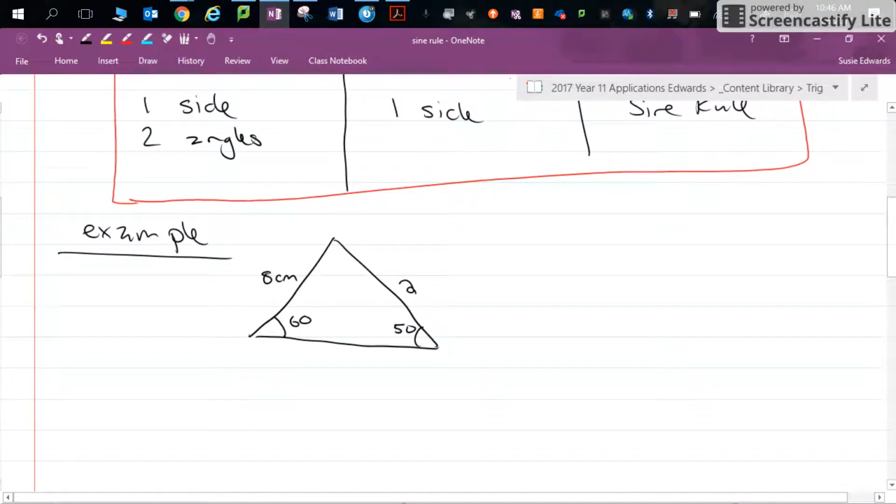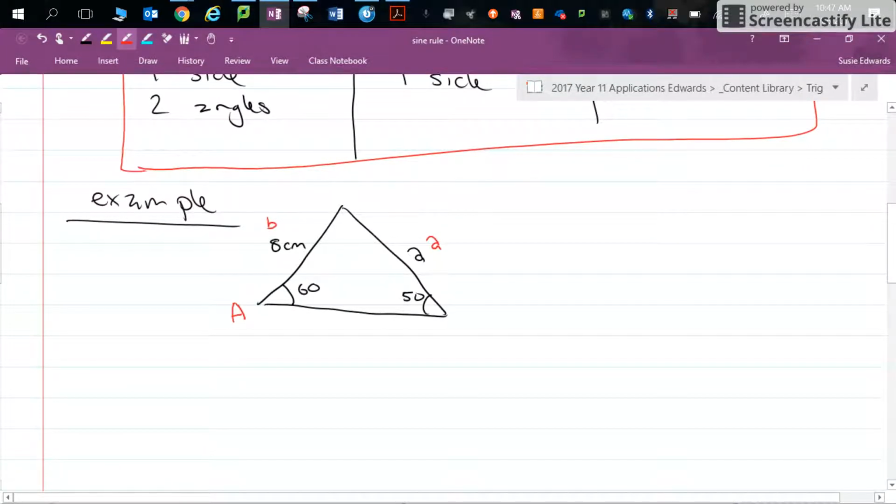This example here is of a non-right angled triangle. What we want to do is label whatever we're trying to find as A, whether it be an angle or a side. I've already done that here. So I'm going to label this side as a, and therefore the opposite angle is uppercase A as well. Then the other pair we're going to label as B. That way, we only need to use one section of our formula. So we then do our working out.